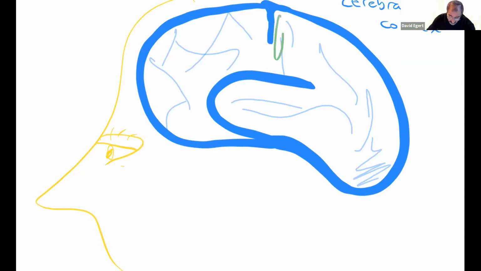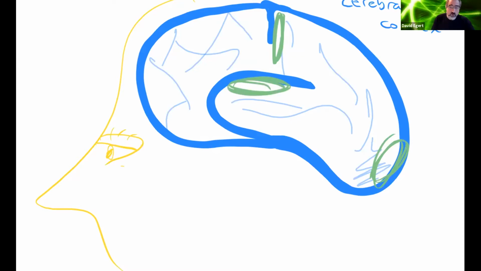Again, what was the functionality here in the post-central gyrus? Somatosensory cortex. That was the primary somatosensory cortex, kind of the general senses. What about here in the occipital area? The primary visual cortex. We had primary auditory here in the temporal lobe. What do we have up here in the precentral gyrus? Primary motor cortex.